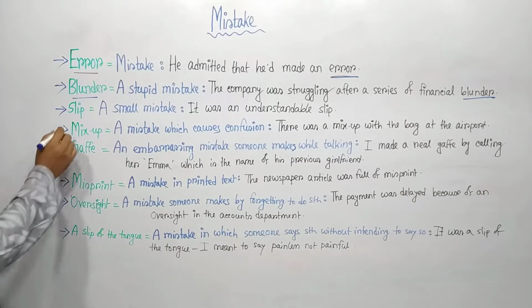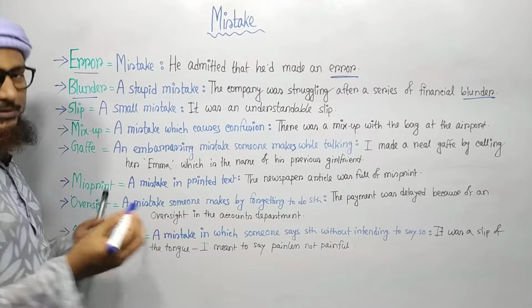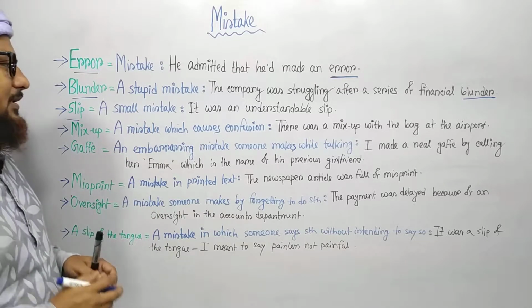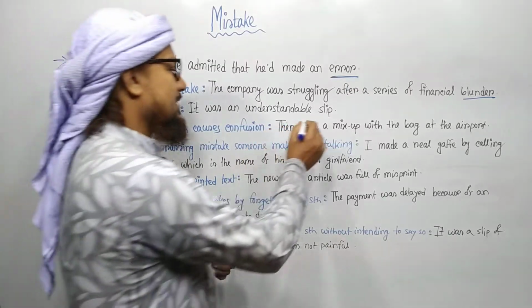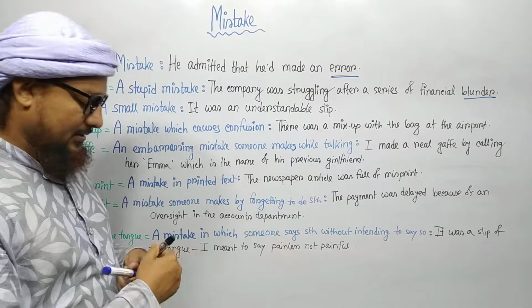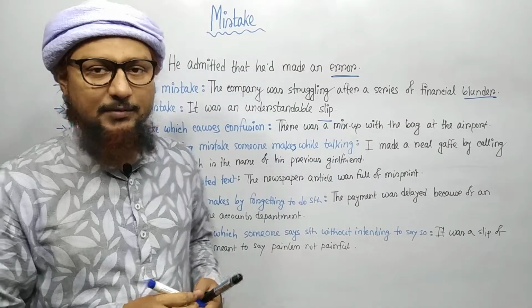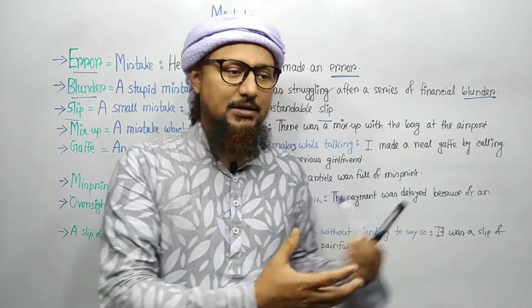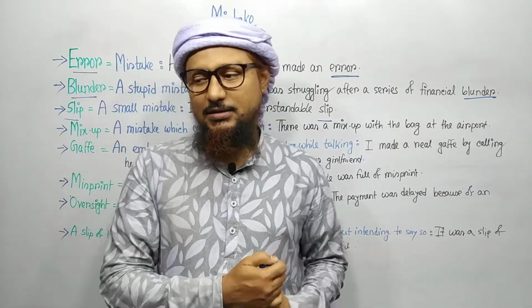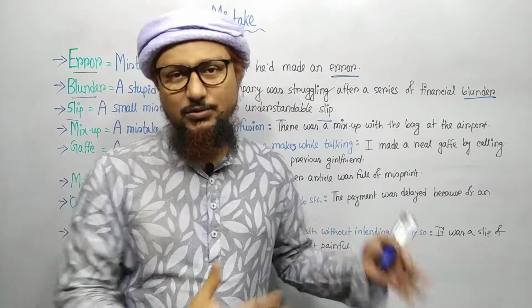Next, slip. It's a very small one. It means a small mistake. An example: it was an understandable slip. That means an understandable mistake, not a very big mistake. It can still be solved, or there is still a chance to talk about it.